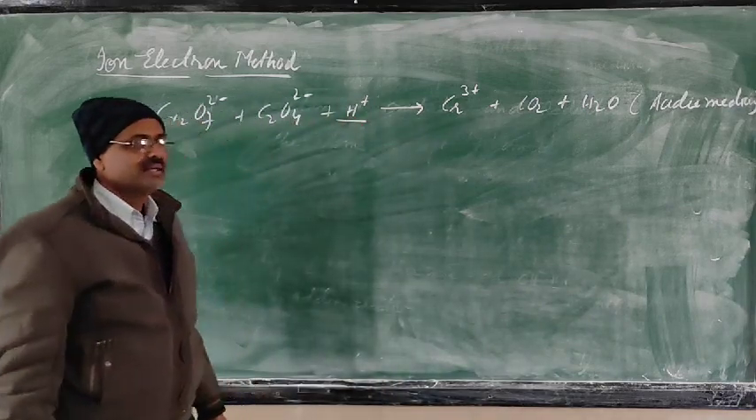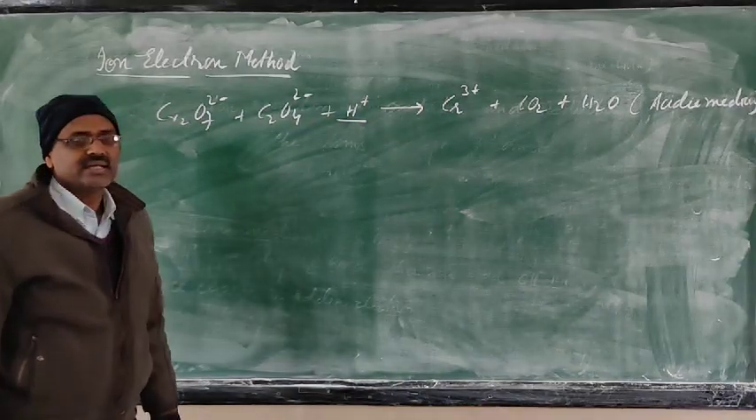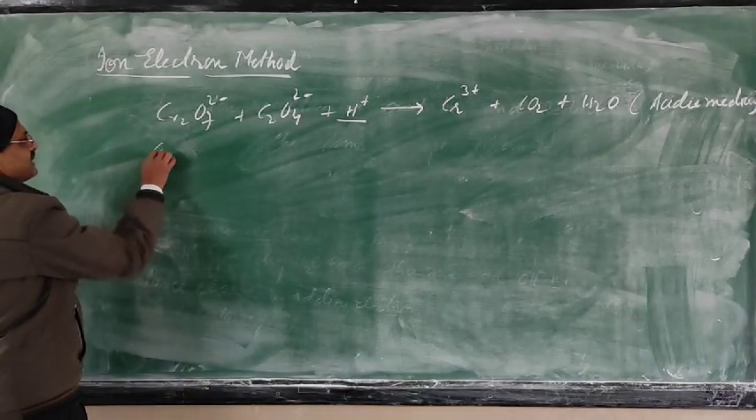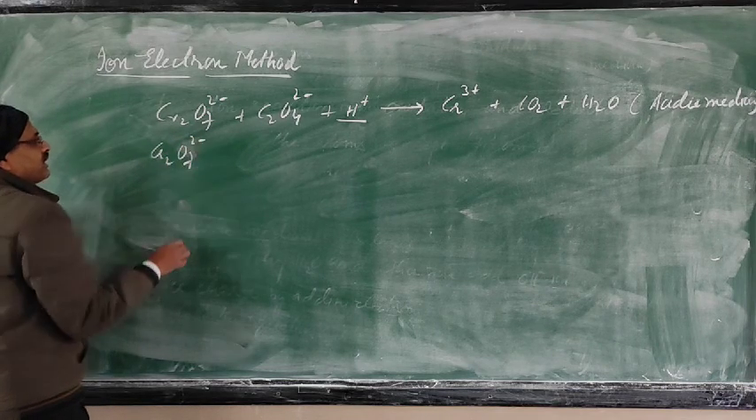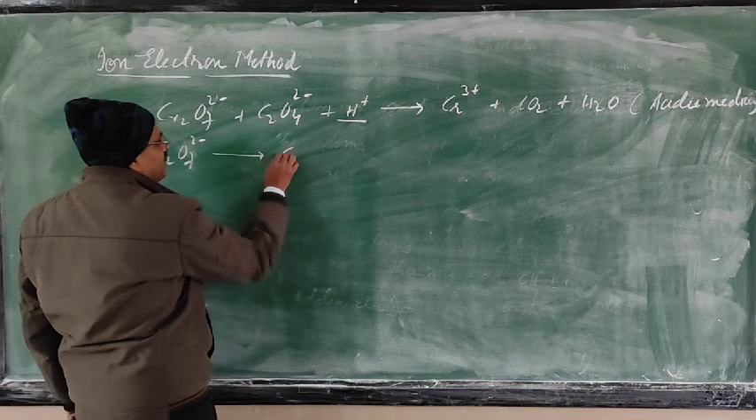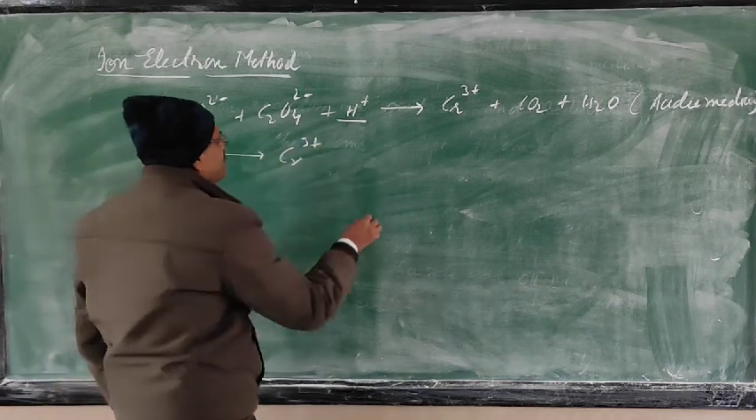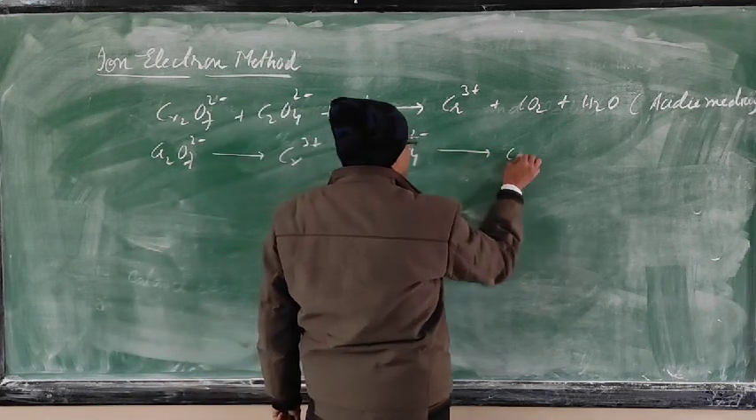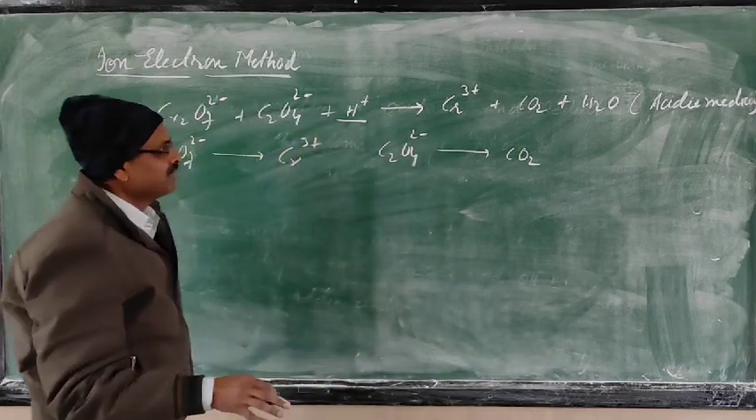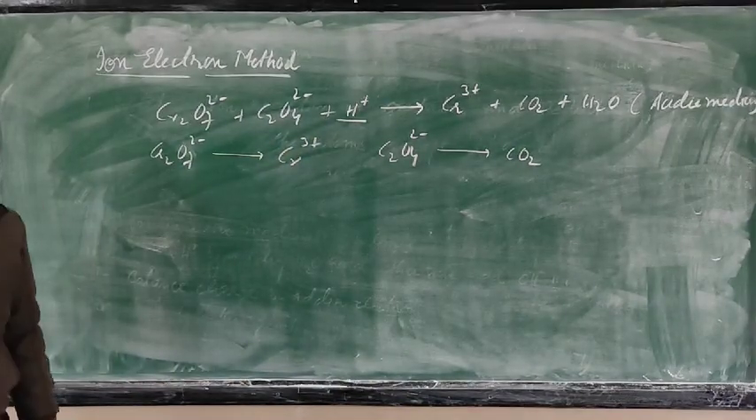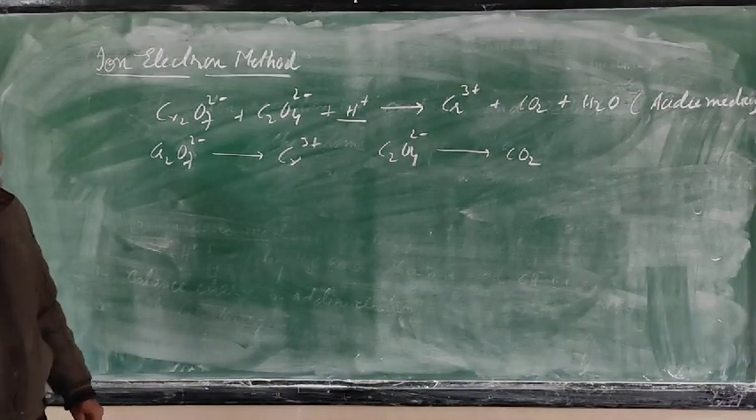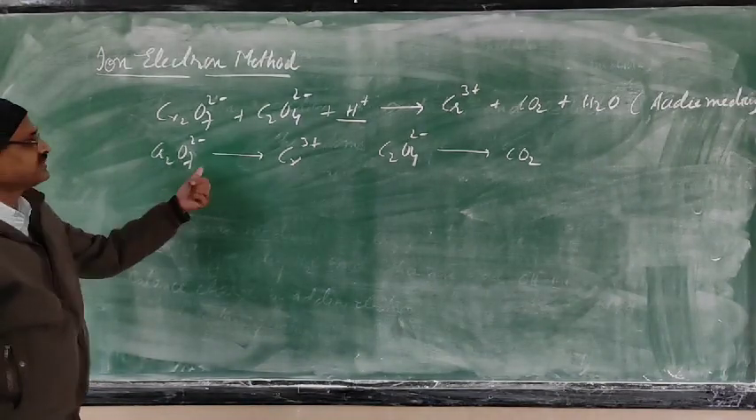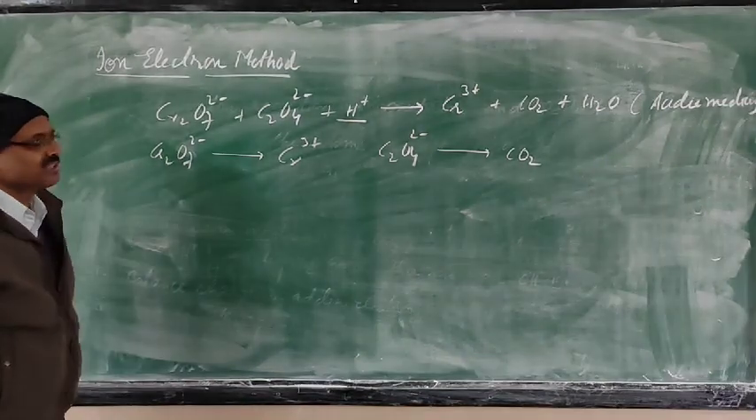So the first step is to split the equation in two equations, oxidation and reduction. So I am going to split this Cr2O7 2 minus, that will give Cr3 plus, and this C2O4 2 minus, it will give CO2. The rest of the atoms you can leave because they are useless. Water and H plus ion will come in the equation. Chromium goes from plus 6 to plus 3, this one is reduction, and that one is oxidation.